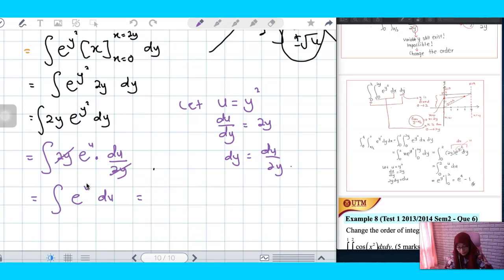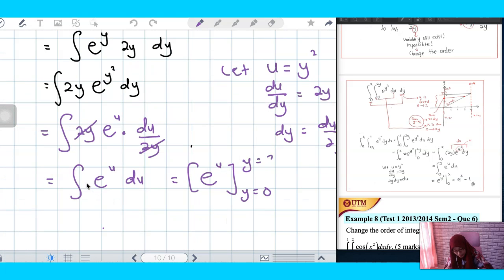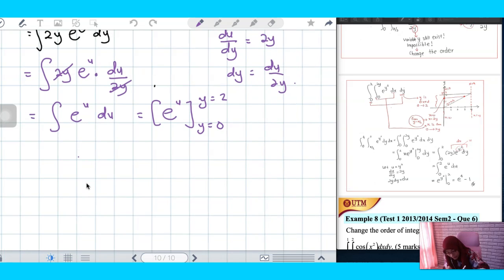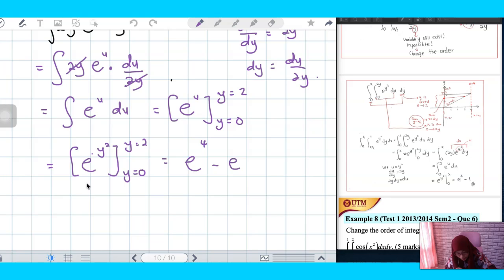So now we integrate e to the u, which gives you e to the u, and then you have to substitute the limit. That one is for y, 0 to 2, but we have u, so you have to replace back what u is. So e to the y squared, y from 0 to y equal to 2. So now e to the 4 minus e to the 0. So e to the 4 minus 1.